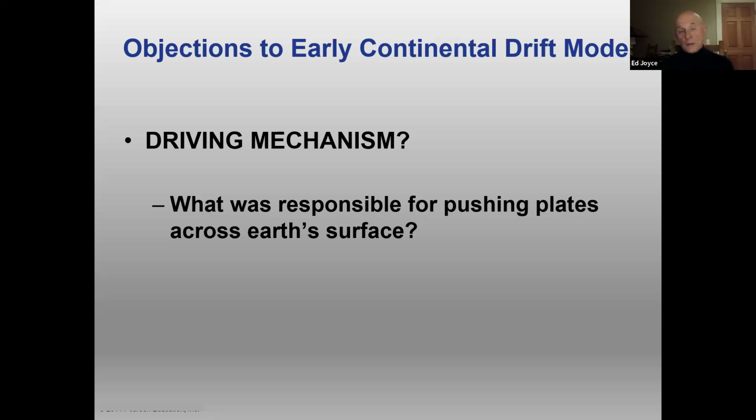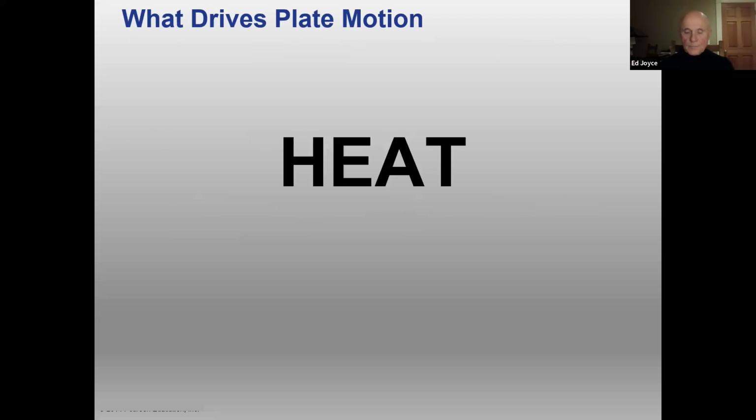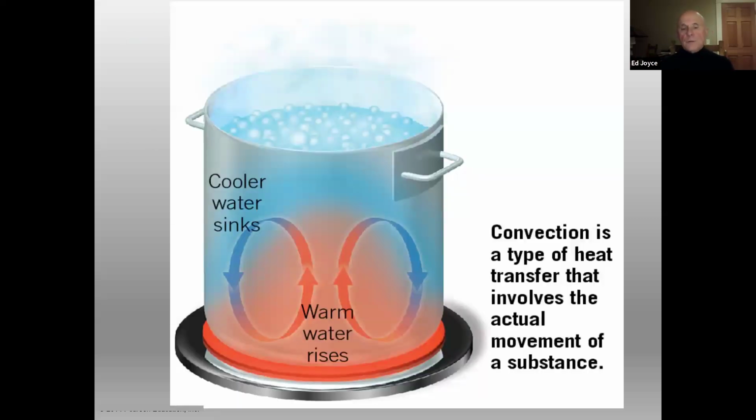started taking transects across the ocean basins and doing more high-tech geology to come up with some further evidence, and that made them look more closely into what could have been driving these plates. And the mechanism they came up with was heat. And the model that's used is a convection cell. So here you see a simple convection cell where the water on the bottom of this little kettle is being heated, and as the water heats, it rises.